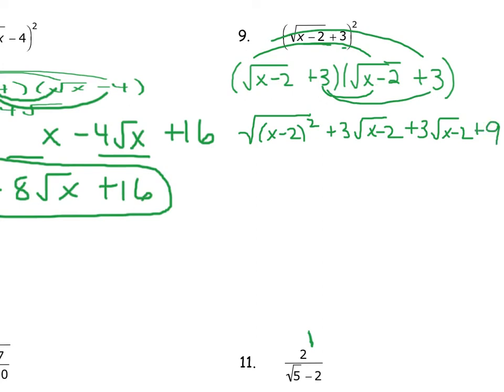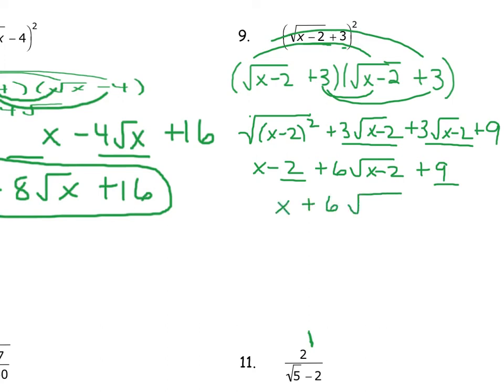So here the radical undoes the squaring, and that means we will just have an x minus 2 quantity come out. The two like radicals combine as 6 radical x minus 2. And then of course we have the plus 9, which then lets us combine like terms. And we can write our expression as x plus 6 radical x minus 2, and then plus 7. And you've got nothing else left you can do there.